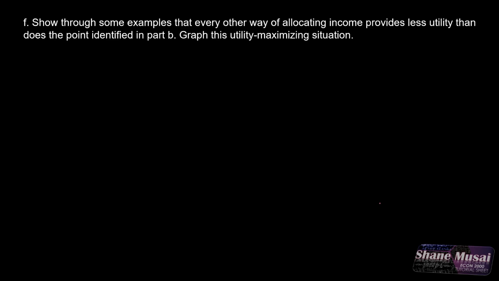Part F says, show through some examples that every other way of allocating income provides less utility than does the point identified in Part B. Graph this utility maximizing situation. So we just need to show a few points. We could show one above, one below, and the two extreme points, and we would see if it indeed gives less utility than that described in Part B. Again, in Part B the utility was equal to 20, and to get this utility, we had 10 apples and 40 bananas.